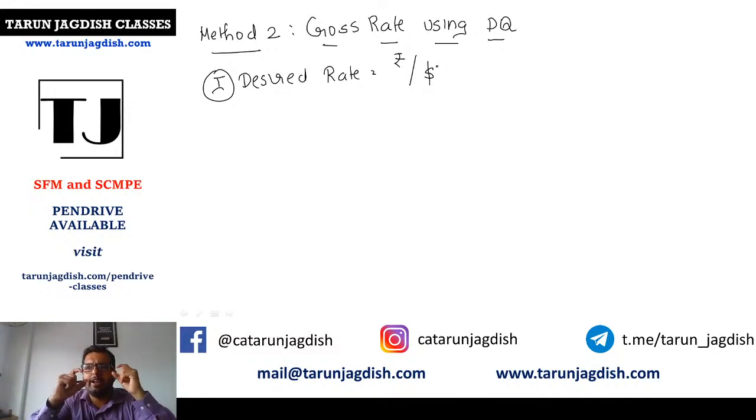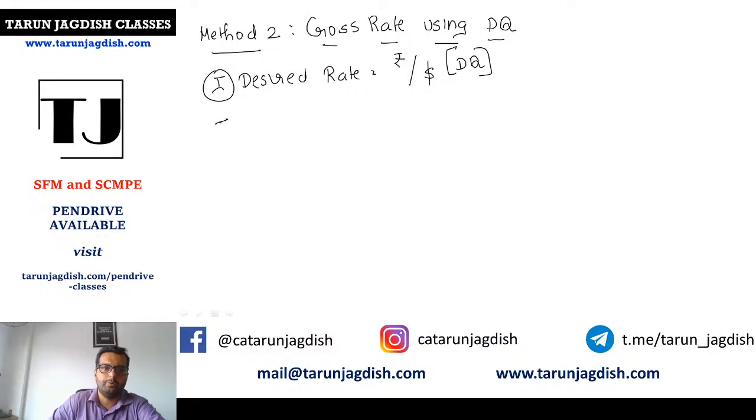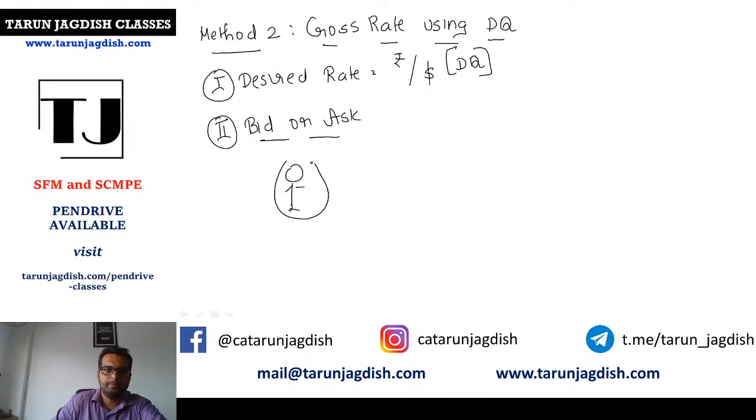So my desired rate can either be rupee per dollar or it can be dollar bar rupee. Rupee per dollar is what I called as direct quote. Dollar bar rupee is what I call it as the indirect quote. So this is the direct quote. That's why we call it as a cross rate using direct quote. Step number 2 is what? Bid or ask. So here what I'll do is I'll draw a picture.